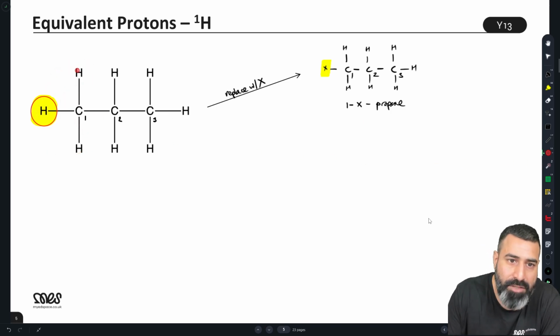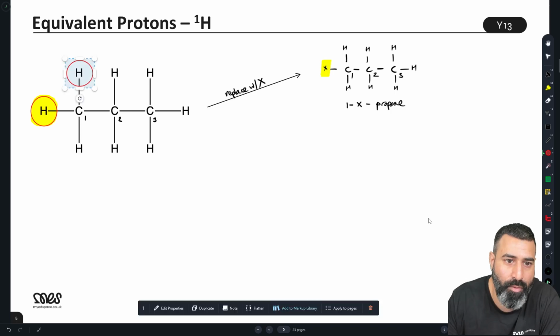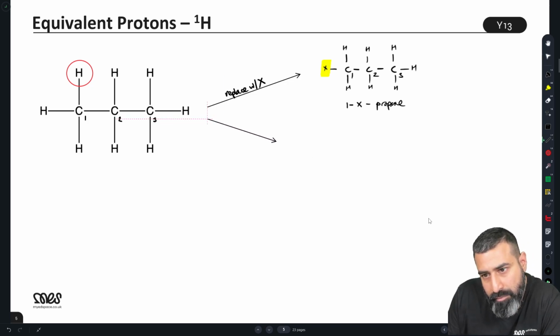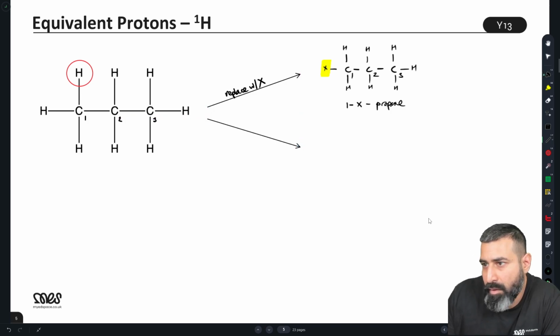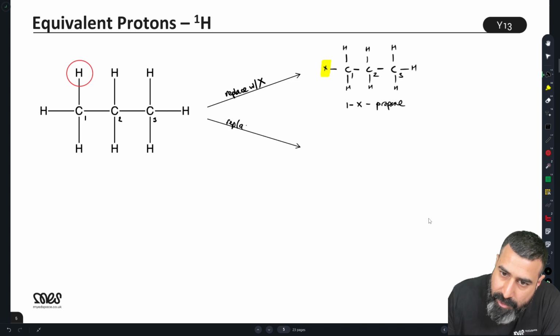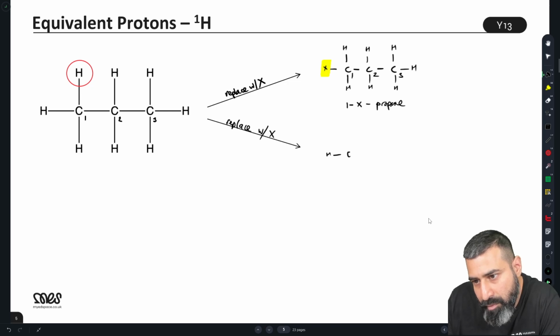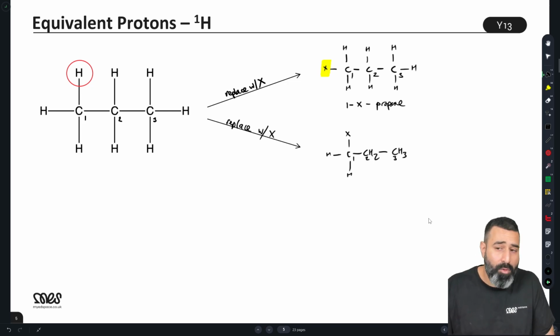If we're not sure about whether these are all going to be the same or not, what we can do is now replace that proton with this mystery group X. Let's see what we get. If we replace this with X, I'm just going to put CH2CH3 to save all the writing. So we're still going to get 1X propane.